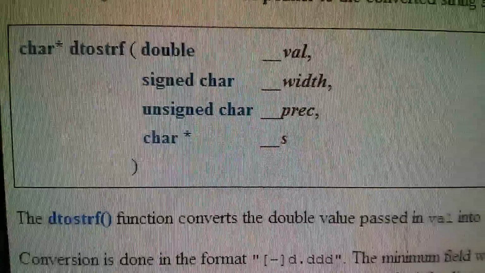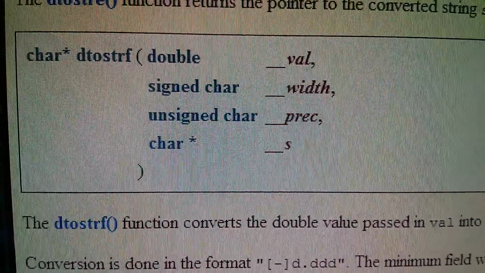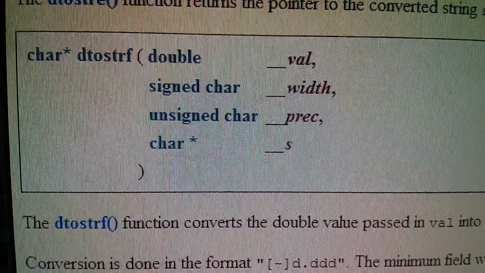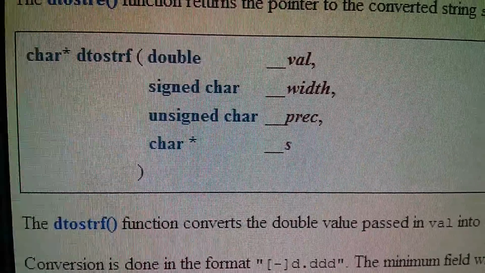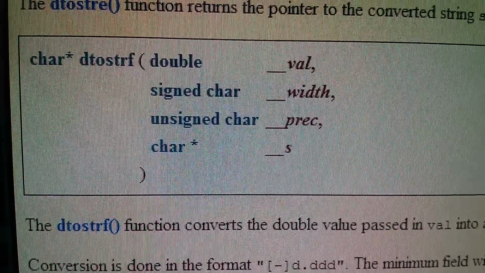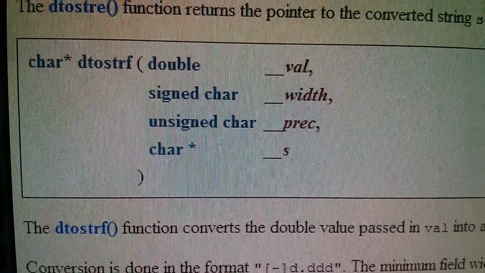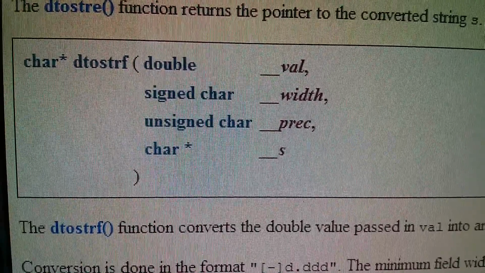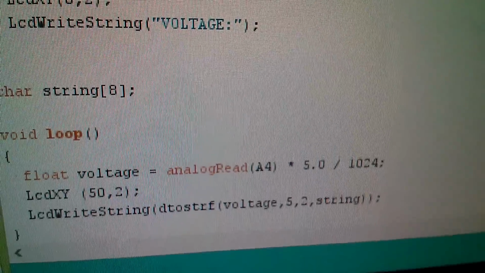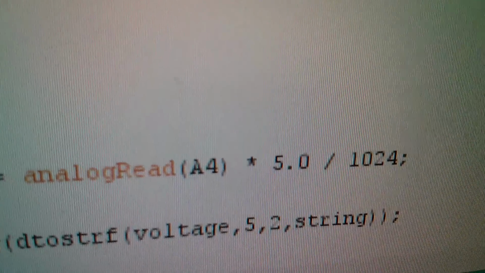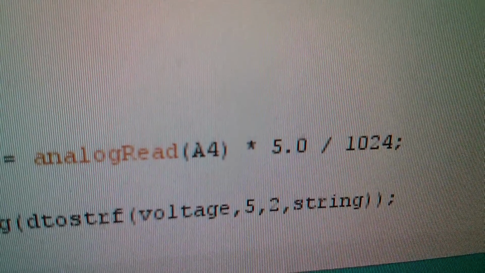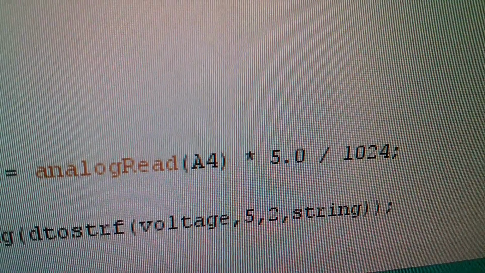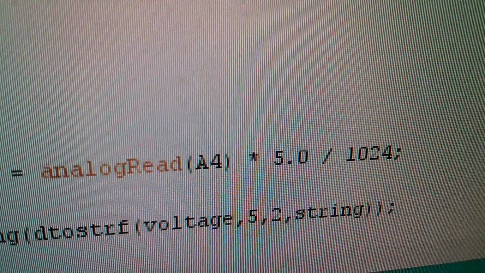So here's DStringF. You pass in 4 parameters, a double of the value. Now you can also pass in a float, because that's what I'm doing. A signed character for the width, that's the number of characters in the overall output. An unsigned character for the precision, that's the number of digits after the decimal place. And then a character array. And here are those 4 parameters that I'm passing in on my use of DStringF. Voltage, 5 for the overall width, 2 for the precision, and my character array is string.